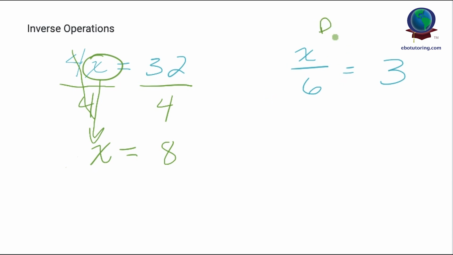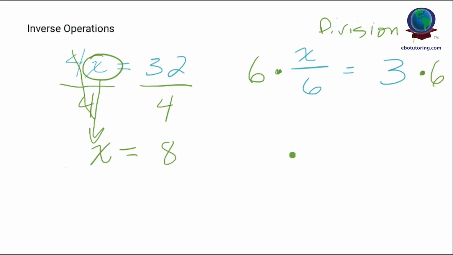This is division. Yes, division right here. What's the opposite of division? The opposite of division is multiplication, of course. So it says x divided by 6 is equal to 3. X divided by 6 is equal to 3. What are we going to do? The opposite of division is multiplication. So if x is being divided by 6, we're going to multiply by 6 on both sides.